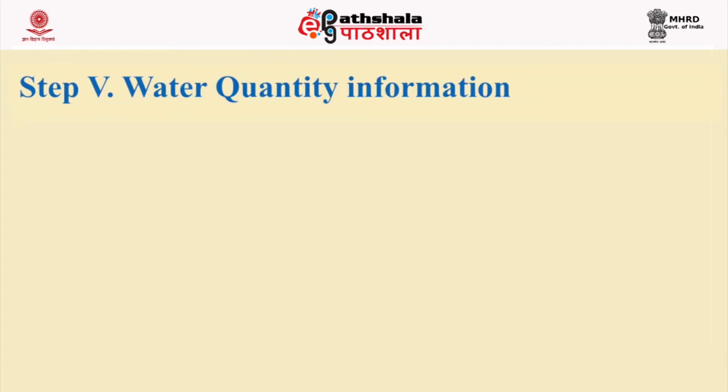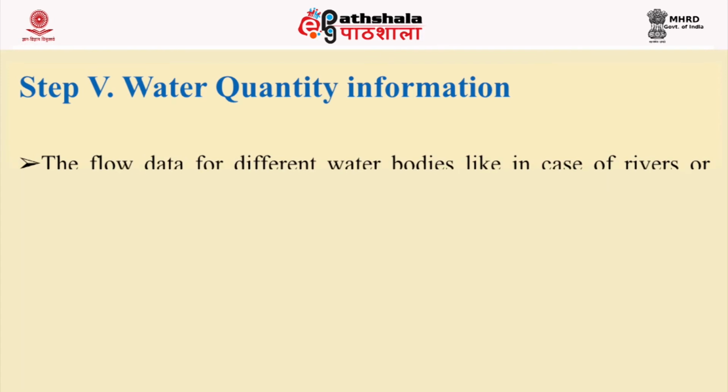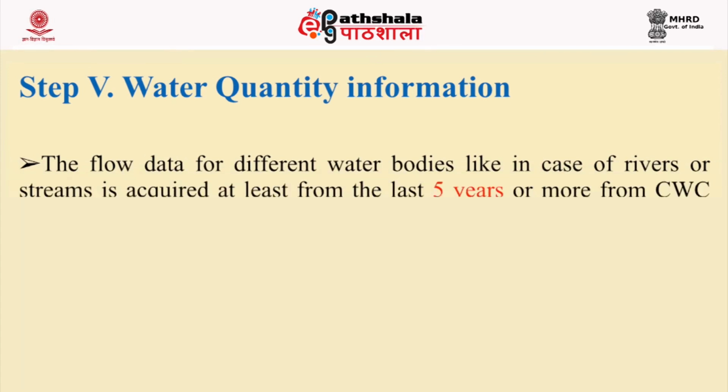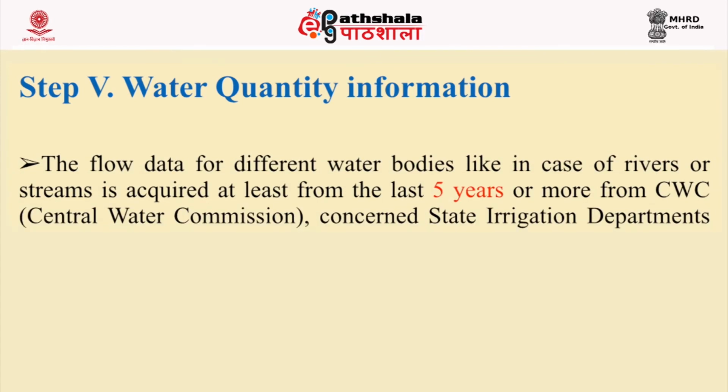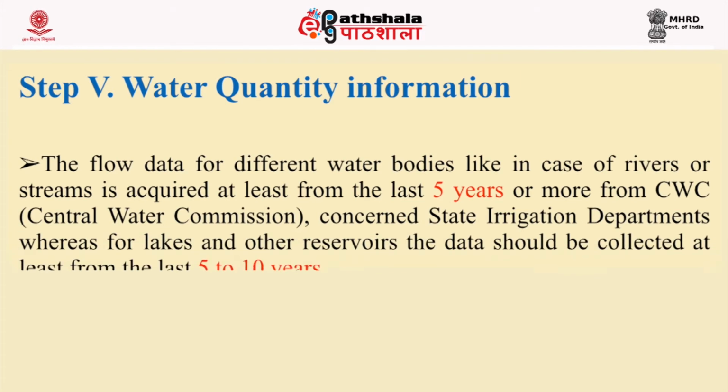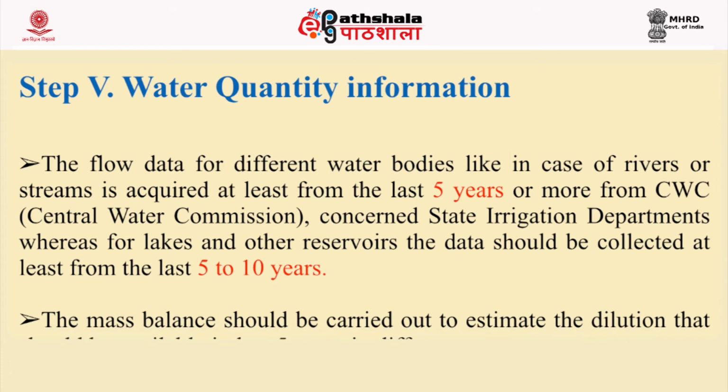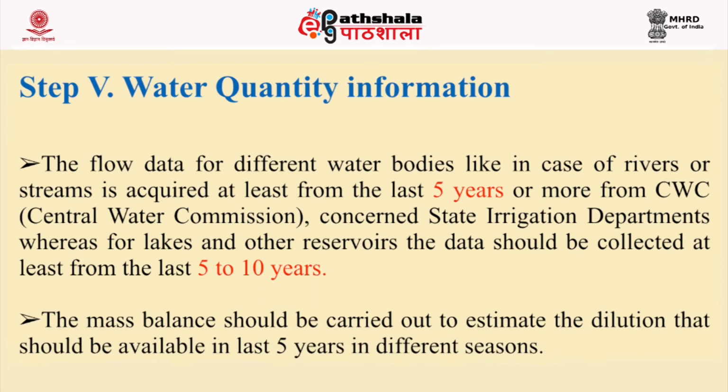Step 5 is water quantity information. The flow data for different water bodies, like in the case of rivers or streams, is acquired for at least the last 5 years or more from CWC, that is Central Water Commission, and concerned state irrigation departments, whereas for lakes and other reservoirs, the data should be collected for at least the last 5 to 10 years.